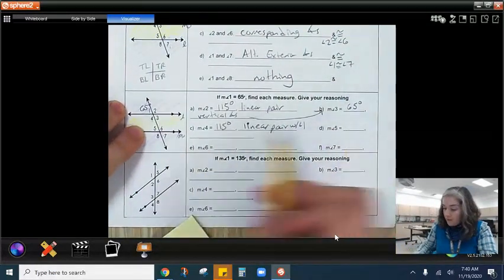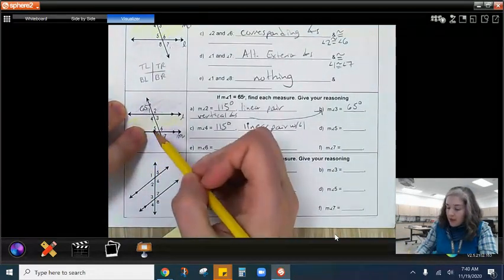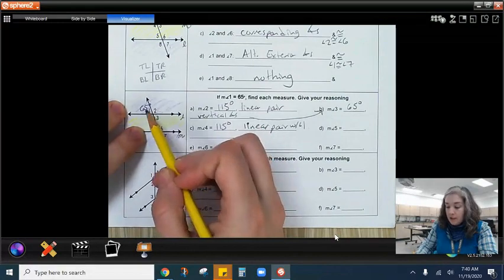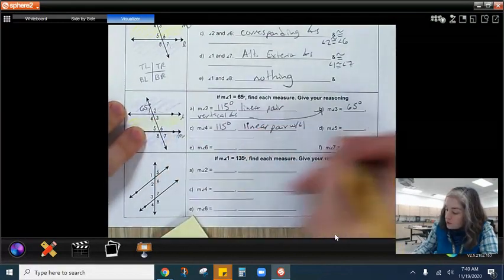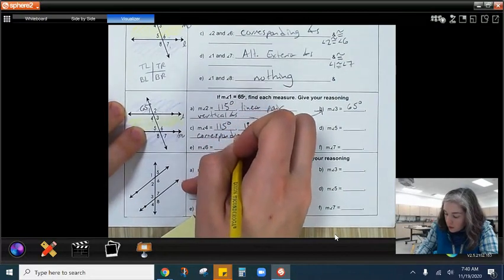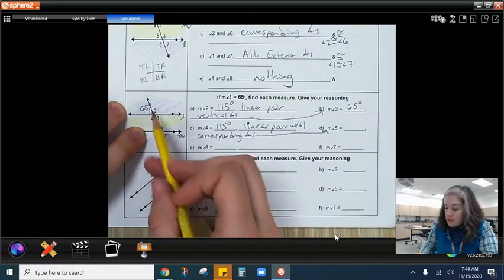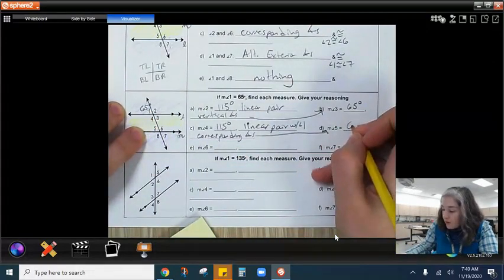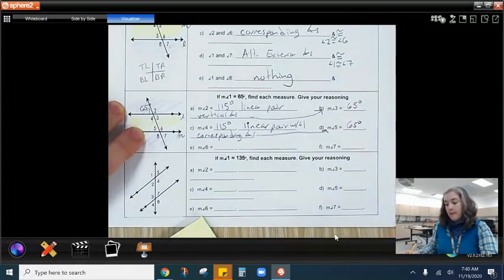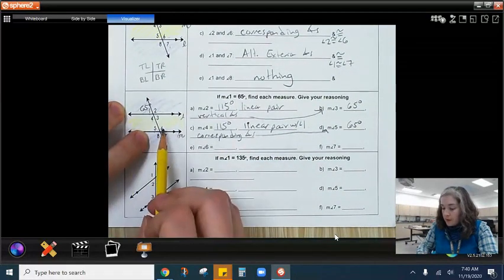So let's do angle 5 next. Angle 5 is in the top left. Angle 1 is in the top left. So these are corresponding angles. So that means angle 1 and angle 5 are congruent. So angle 5 is 65 degrees. So now how about angle 6? Angle 6 right over here.